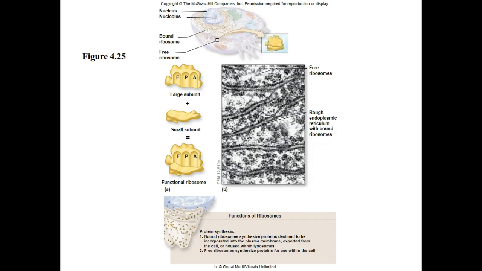So ribosomes function to produce proteins. That's their job. Ribosomes have two subunits, a large subunit and a small subunit. Together they form the functional ribosome. The large subunit is called a 60S subunit. The small subunit is called a 40S subunit. The full functional ribosome is called an 80S ribosome.